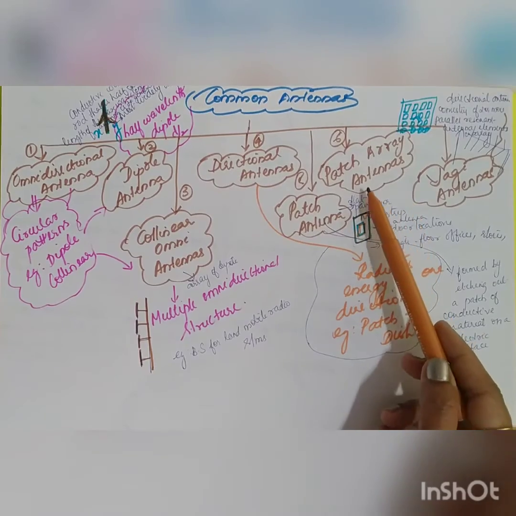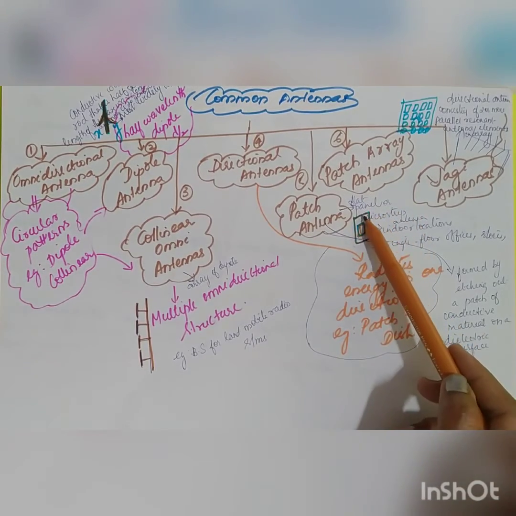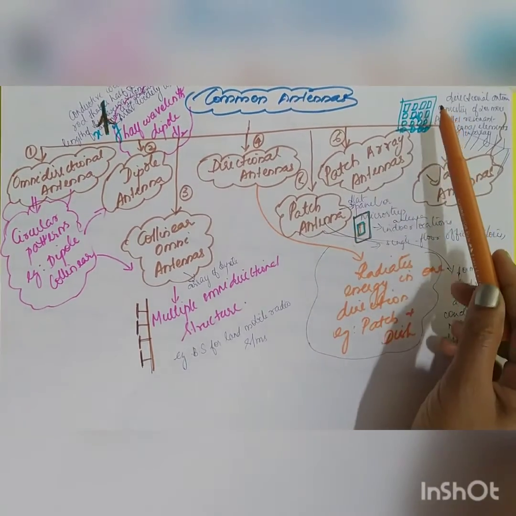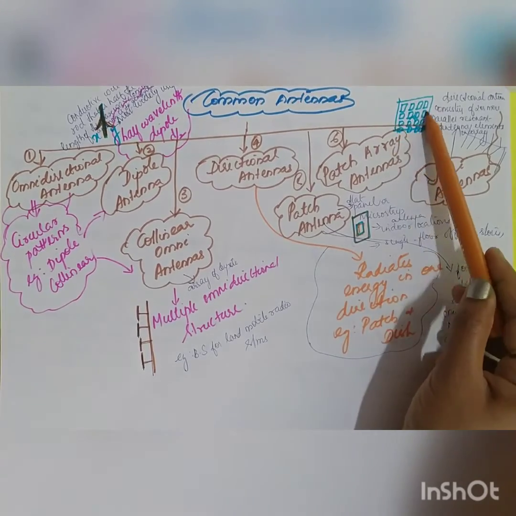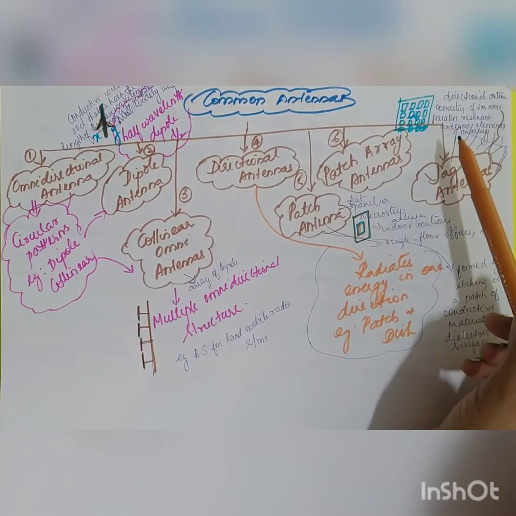The next one is called a patch array antenna. What is meant by patch array antenna? The difference is that an array of patch antennas is connected. This is the structure of your patch array antennas.